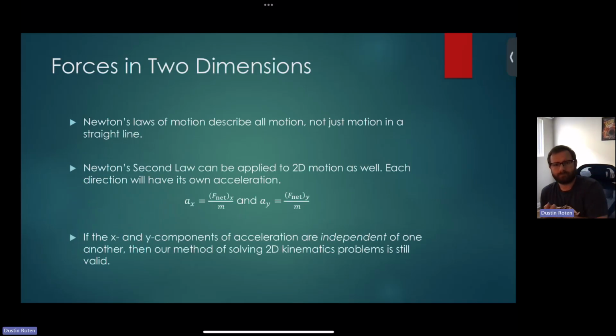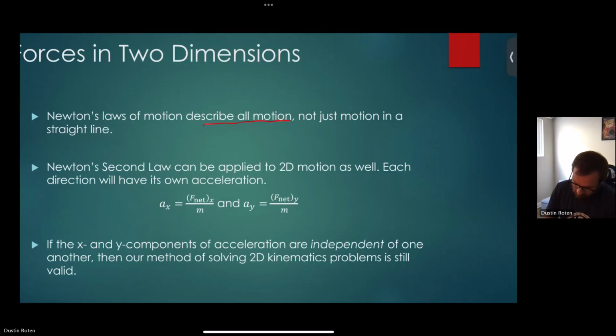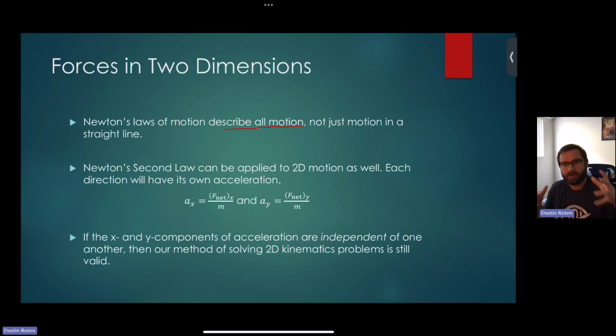All right. So as far as forces in two dimensions, Newton's laws of motion describe all motion, not just straight line motion. That is important to remember: these laws will work in pretty much any situation that is an inertial reference frame. We're not limited to just one-dimensional motion. So Newton's second law can be applied to two-dimensional motion as well. Essentially, each direction can have its own acceleration.